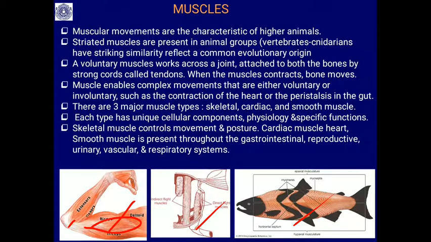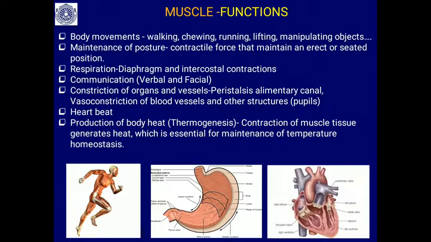Cardiac muscle is heart muscle. Smooth muscles are present throughout the gastrointestinal, reproductive, urinary, and respiratory systems, and blood vessels. So what are the functions of the muscles? That's what I said already: walking, chewing, running, lifting, manipulating objects, and all this you will be able to see. The muscles are responsible for all those.